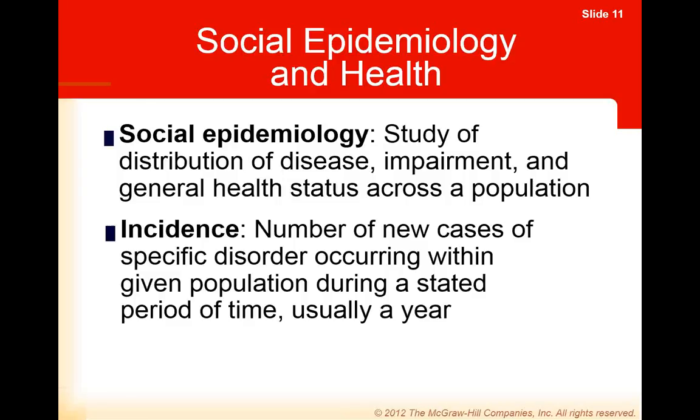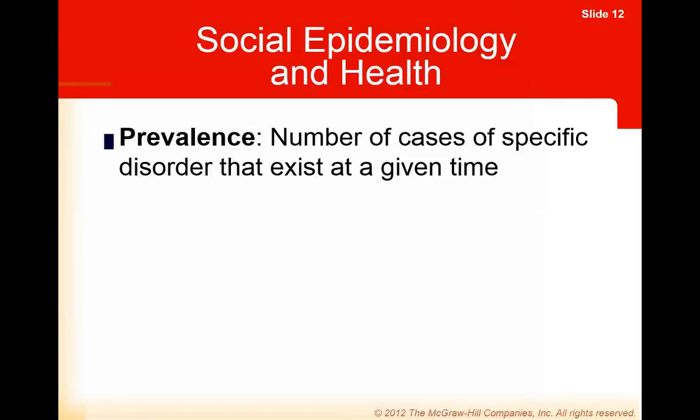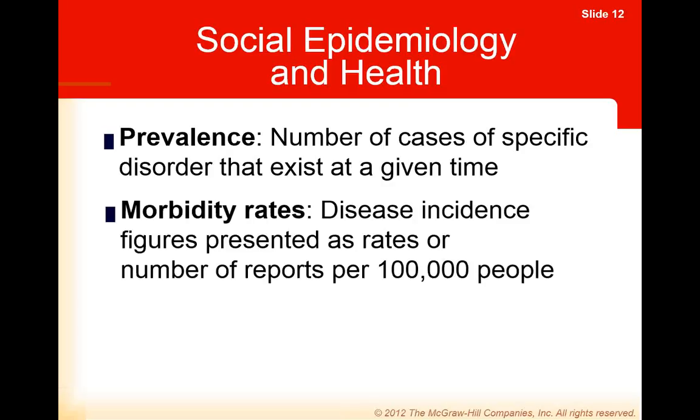So we've got two different ideas with social epidemiology. The incidence, which is the number of new cases within a particular population within a year, and prevalence, which is the number of cases that exist at any given time. So we may have an incidence of new cases of HIV at maybe 3,000 per year, but prevalence in our society, there may be 100,000 people living with HIV. So that's the difference. Incidence is new cases per year, prevalence is any number of cases at any specific time.